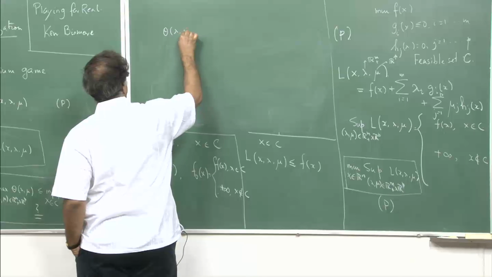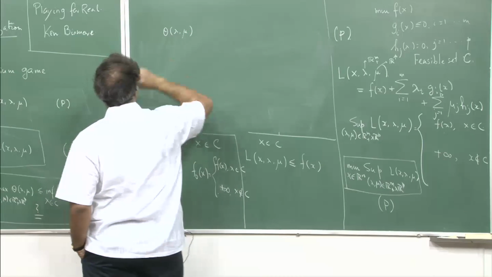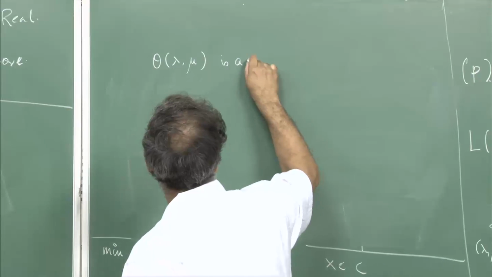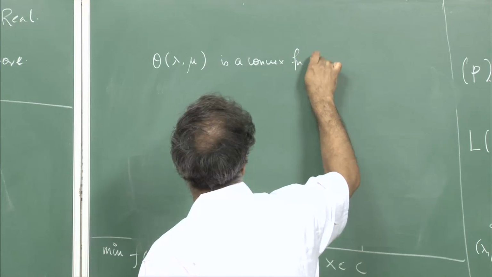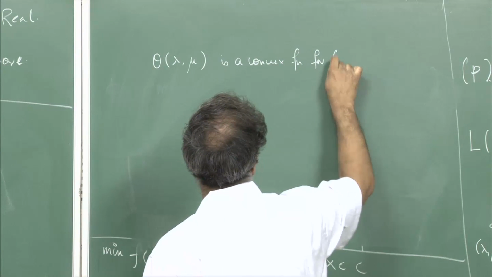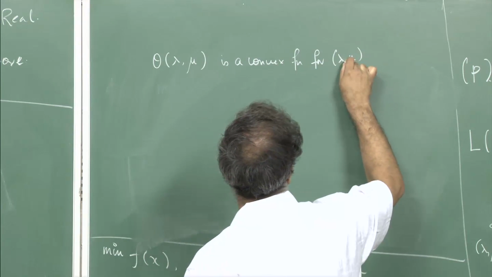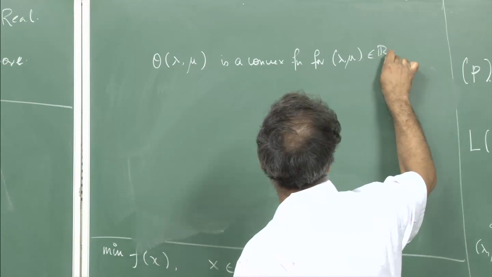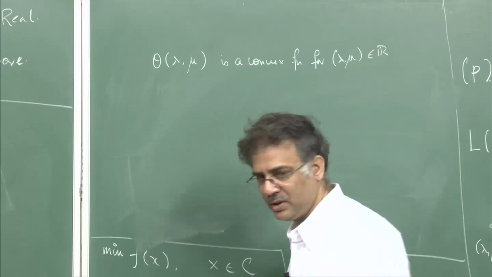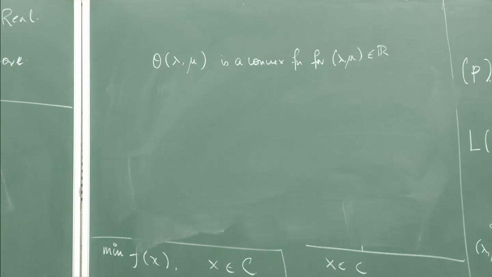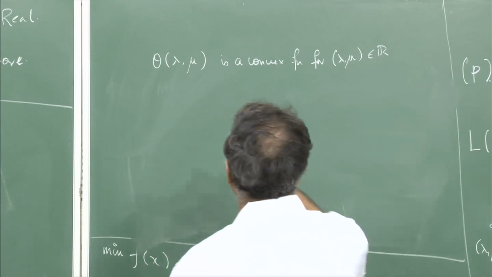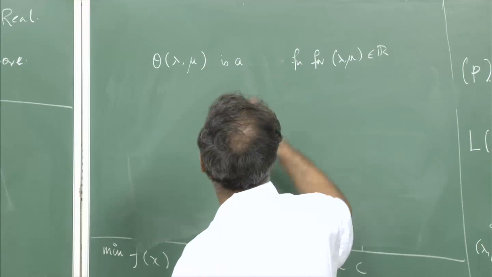Theta lambda mu is a convex function for lambda mu, sorry, concave, not convex, I made a mistake, concave function. Please correct this, it is a concave function. I should have written minus theta lambda mu.